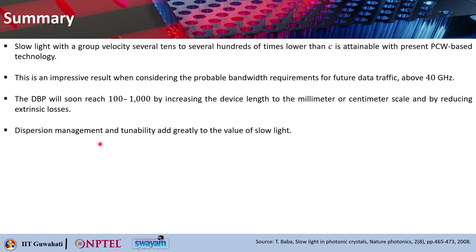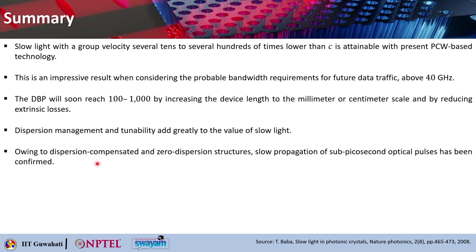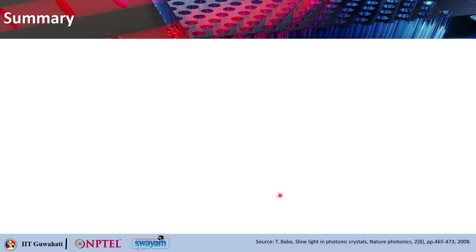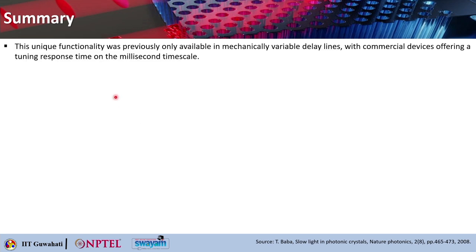Dispersion management and tunability will add greatly to the value of slow light. Owing to dispersion compensated and zero dispersion structure, slow propagation of sub picosecond optical pulses has been confirmed. So that's a big achievement, sub picosecond scale. So wide range delay tuning has also been achieved for dispersion compensated slow lights. This unique functionality was previously only available for mechanically variable delay lines, with commercial devices offering tuning response time of the order of millisecond time scale.